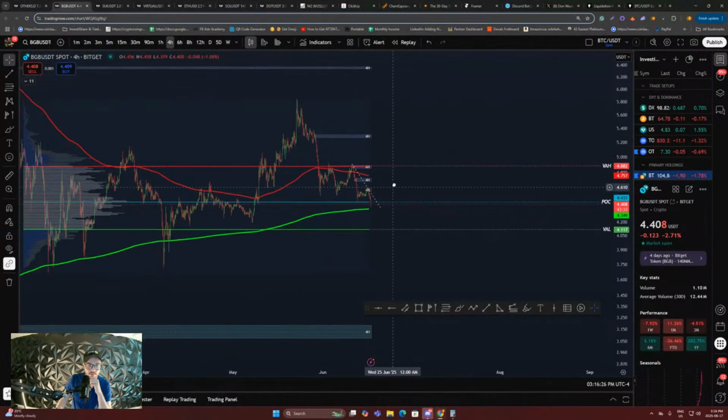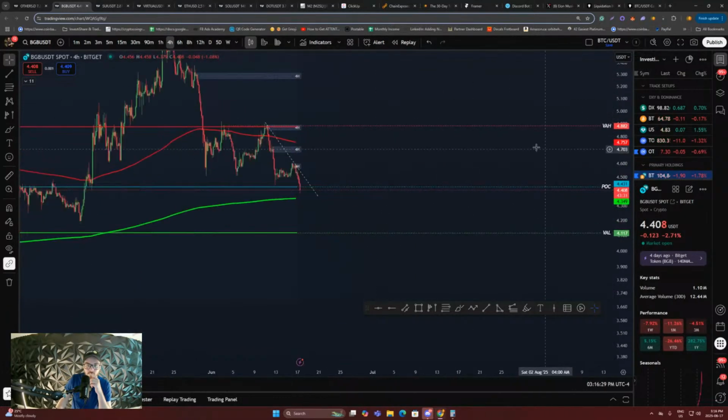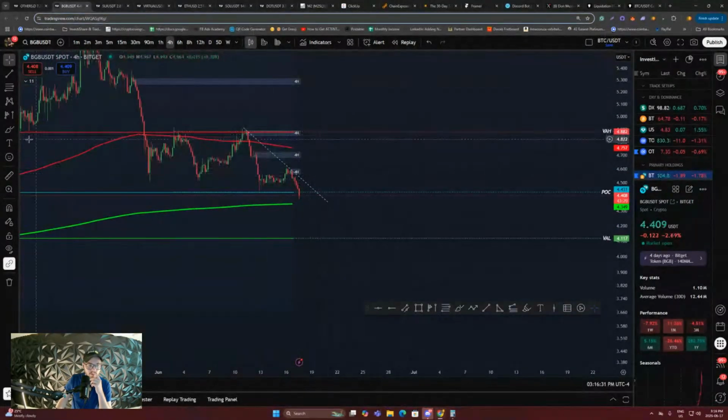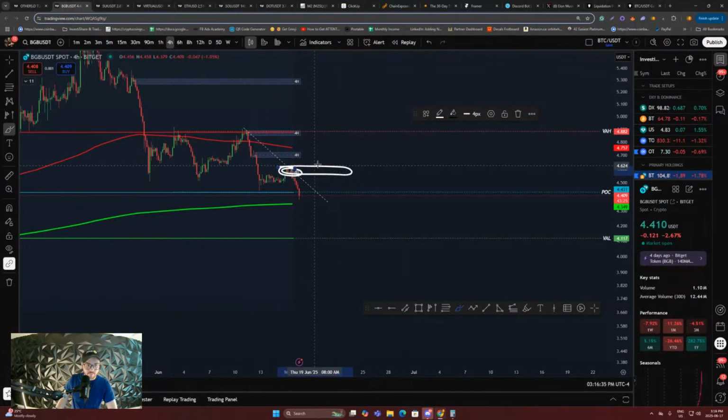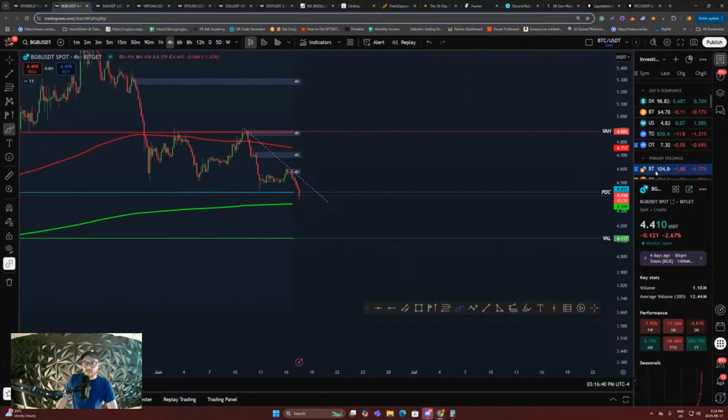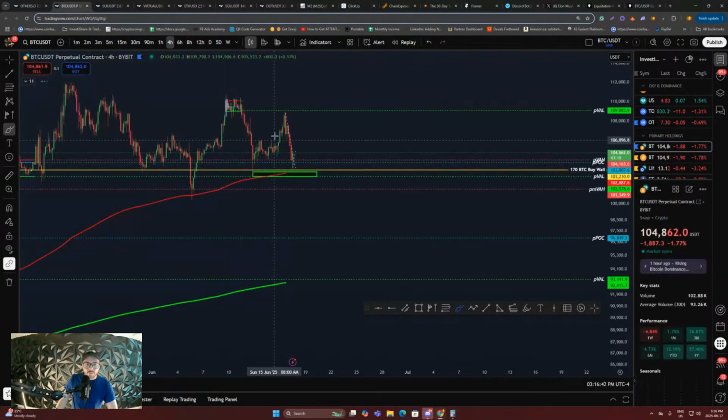At least back up to the value high. And if we don't get to the value high, then this will be your culprit right here. That'll stop you from going up. So that's BGB. I hope that helps you out.